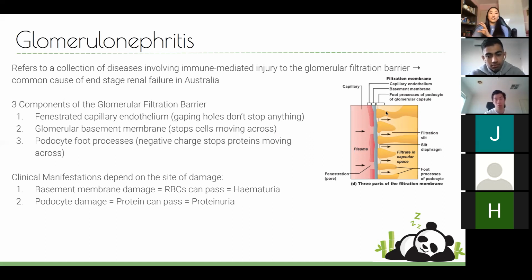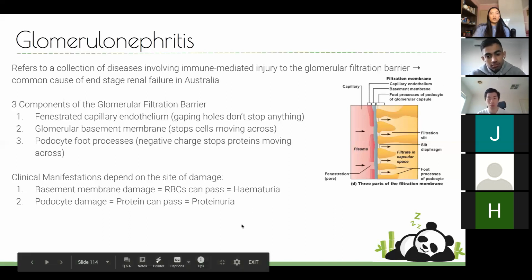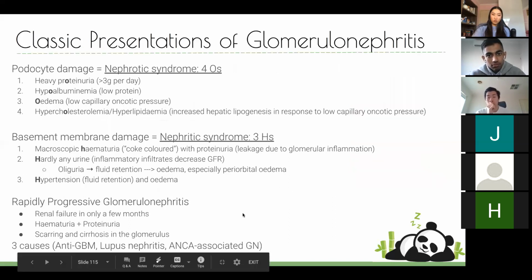And they're charged, and it stops the negatively charged proteins from moving through. So you can imagine that if you get damage to your basement membrane, that's when you get hematuria, because the red blood cells can suddenly get through. Versus if you have podocyte damage, that's going to cause proteinuria because the proteins can pass through. And hematuria and proteinuria form the basis of your nephrotic and nephritic syndromes.